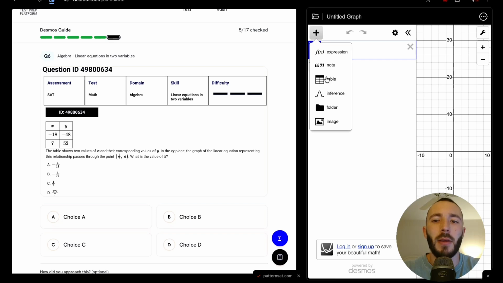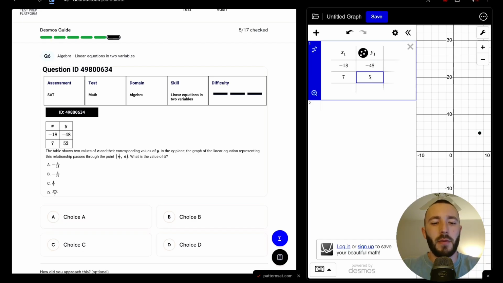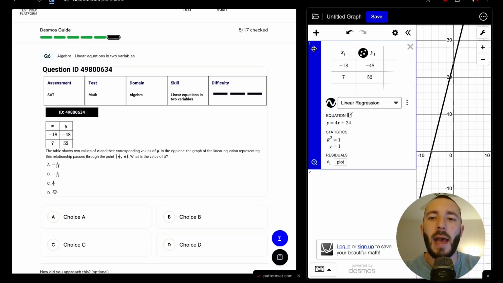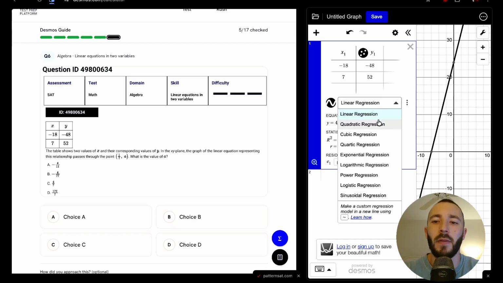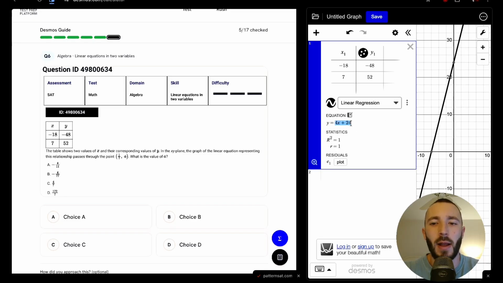So I'm going to click the table button, add a table, and type in the values. Negative 48, and then we have 7 and 52. And this button right here is add regression. I'm going to add regression and make sure that it's linear. Why? Because it says that it's a linear equation. So I'm not going to turn this into a quadratic regression. I'm going to keep it linear, and it tells me that it's 4x plus 24.